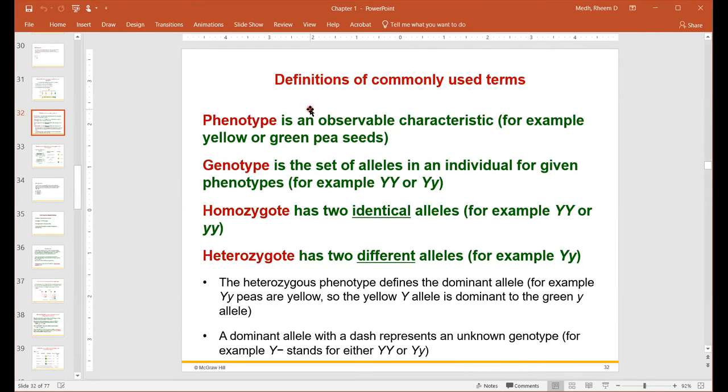When you see a question, if it says phenotype, you have to give me the phenotype, which is yellow, green. If I ask you genotype, you have to give me big Y, or big Y, little y, like that, right? And if it's a heterozygote and you see a phenotype, that is the dominant phenotype. So in this case, the heterozygote is big Y, little y, and you see a yellow color, which means that yellow is the dominant color, right? That's the dominant allele, the big Y.